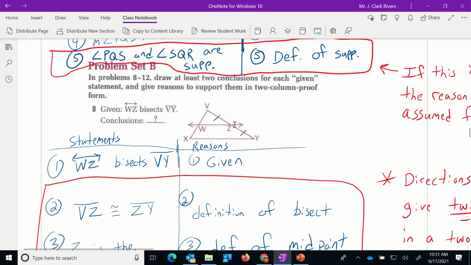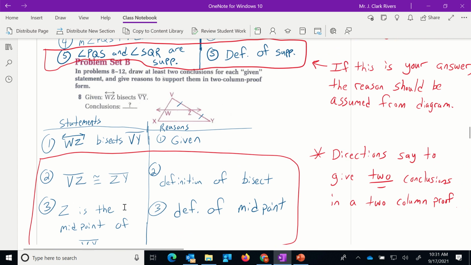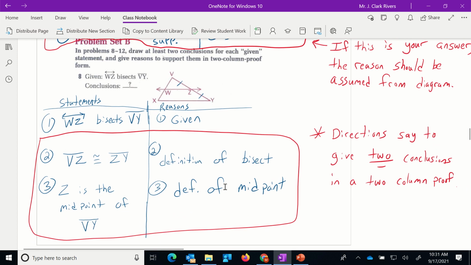That means Z has to be the midpoint of VY. So that's my second conclusion. Z is the midpoint of VY. That's the definition of midpoint. If you said VX is bisected by WZ, that's incorrect. If you said that VW is congruent to XW, that is incorrect. We cannot assume those things. They might be true, but we cannot assume that.